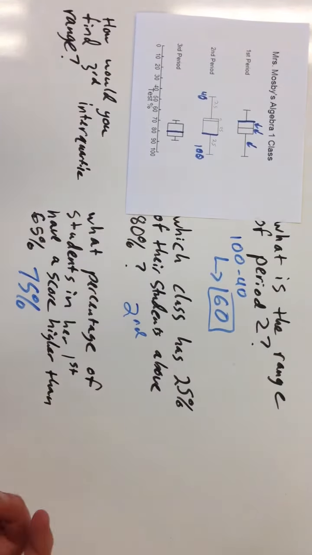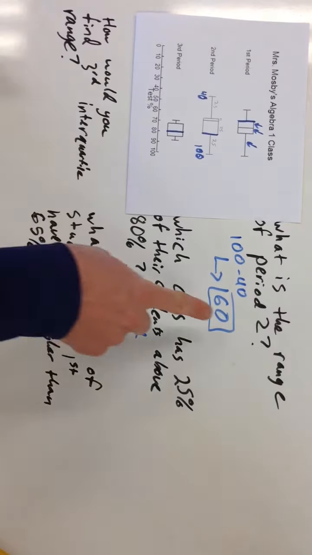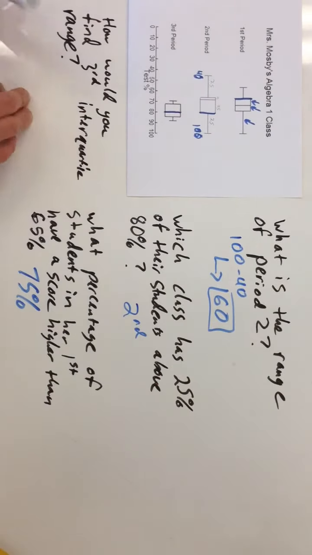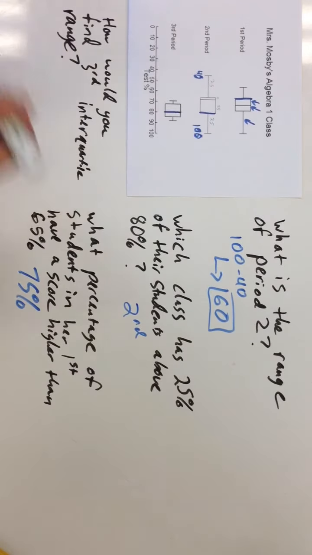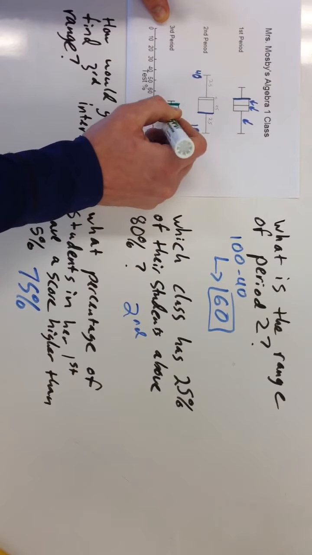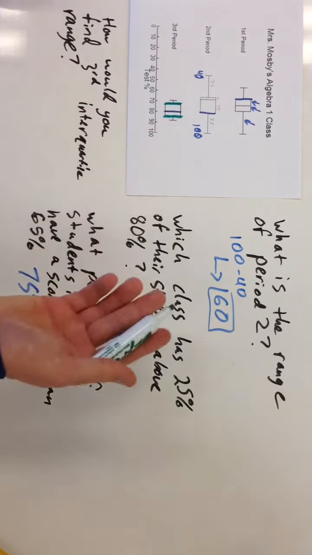The last question is, for her third period class, how would you find the interquartile range? Now, interquartile range is very much like range. We're trying to figure out the difference between the top and the bottom, but we're talking about the quartiles now. So I'm going to highlight the quartiles in green right here. So those two quartiles, we want to find the range between them.